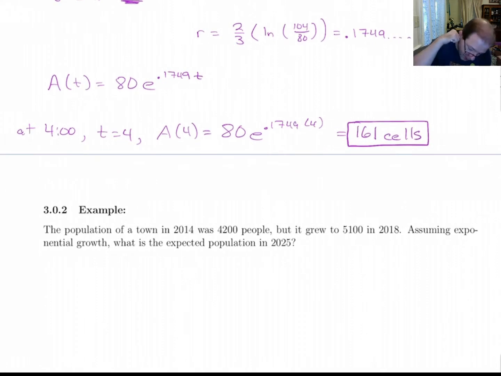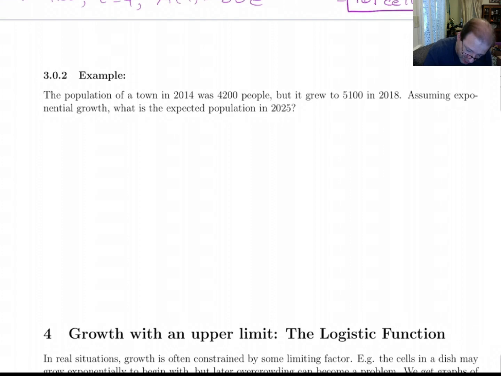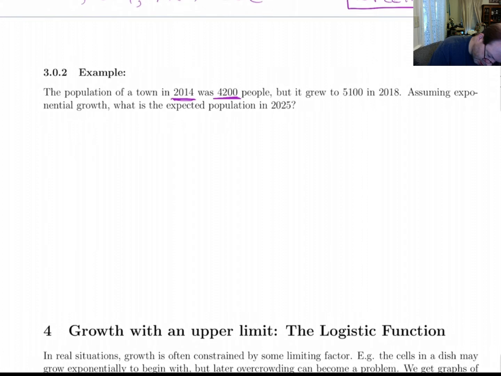All right, let's look at another example. Population of a town in 2014 was 4,200 people, but it grew to 5,100 in 2018. Assuming exponential growth, what's the expected population in 2025? All right, so this is our initial point, 4,200 people in 2014. If you want to, you could even make a chart: Year, T, and population.